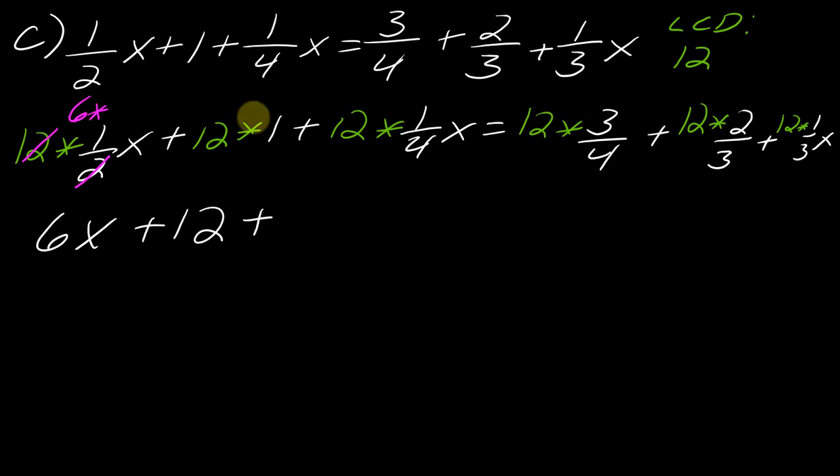And then I got to look at this little cluster here. So 4 goes into 12 3 times. So now I'm going to do 3 times 1x. 3 times 1x is just 3x. So this will be 3x. Crossing over to the next side.